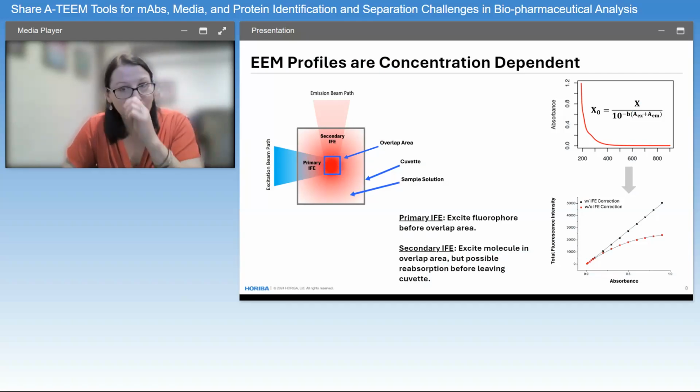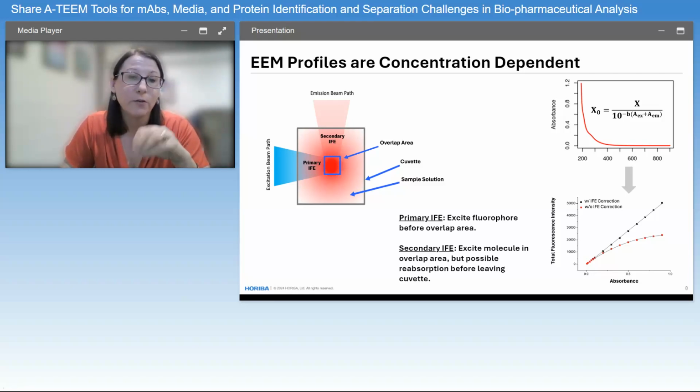So the inner filter effect really happens in two different ways. We have primary inner filter effect and we have secondary. Primary IFE happens because of the light from the excitation source, shown in blue here. The square is us looking down at the top of our cuvette of a solution. The center is the focal point of the excitation light. The blue is the excitation light coming in, and the emission beam path is collected at 90 degrees, orthogonal to the excitation.